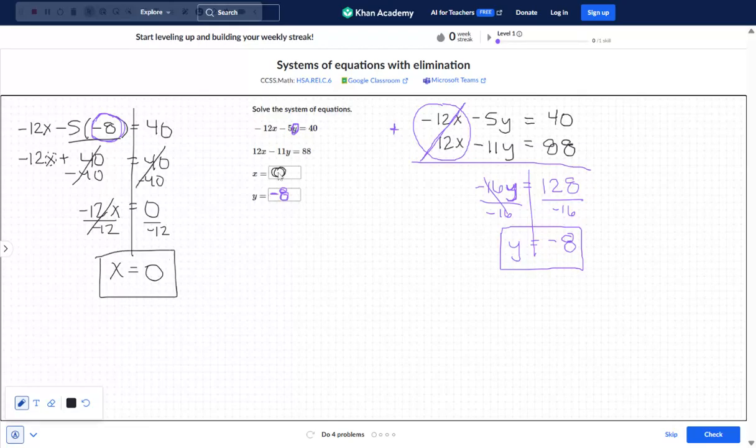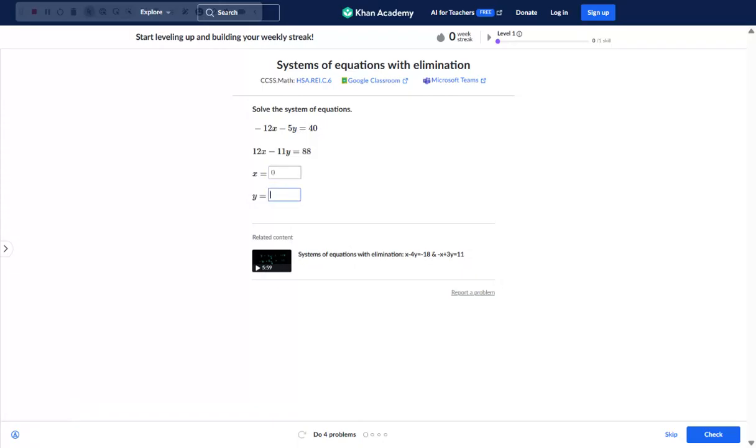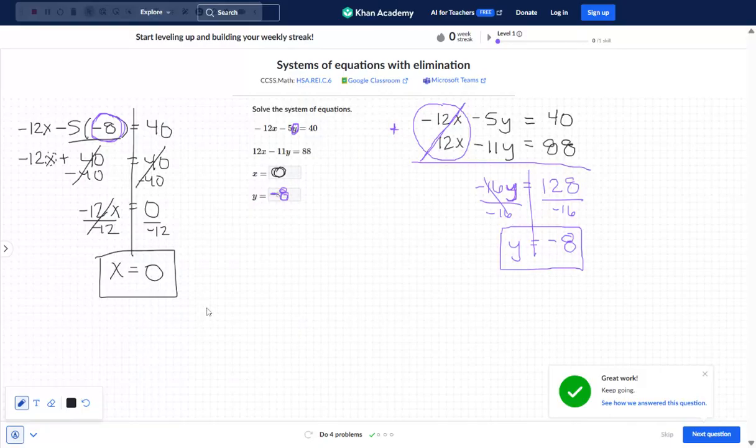So our coordinate final answer should be 0, negative 8. Let's check. 0, negative 8. Hooray!